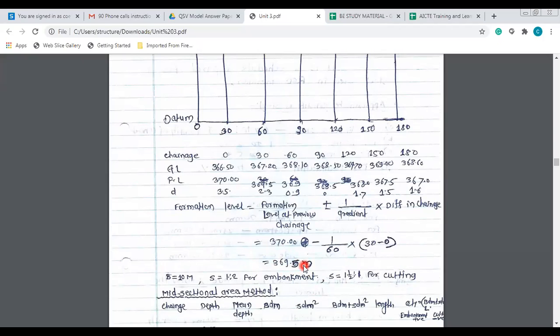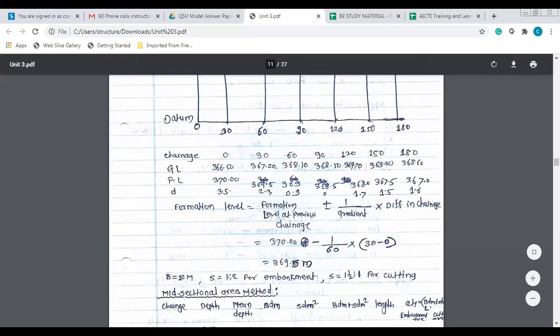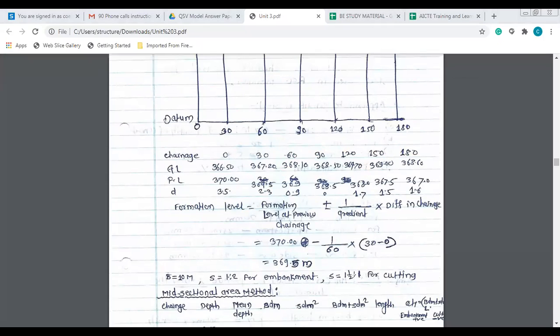Whether it is 369.5, and tell me the FL at 60-meter chainage. You can tell me the rest of the calculations at 60, 90, 120, 150 and 180. I will ask randomly now. I will begin with Sally, who will tell me the reading of FL at 60-meter chainage. Sagar Bhalekar at 90 meters. Then roll number 12, roll number 73. Then I will just ask randomly.